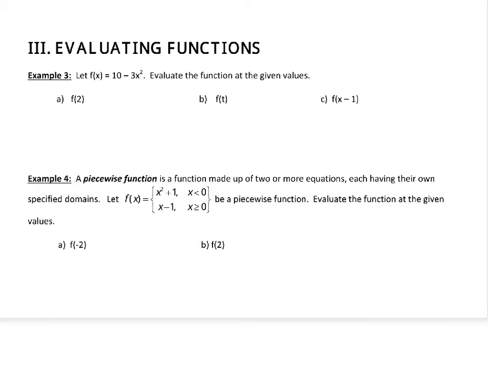So I'll try example 3c with you. And f of x minus 1, as you look at my note, simply means that we're going to substitute x minus 1 everywhere we see an x in the function. So I will write f of x minus 1 equals 10 minus 3 times (x minus 1) squared. From here, we will just try to simplify the right side as much as we can, and then we will be all done.